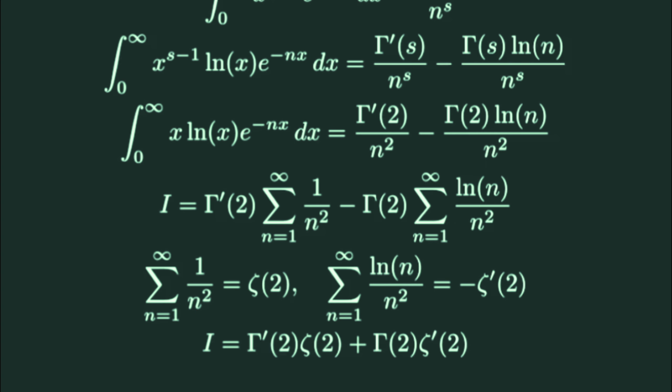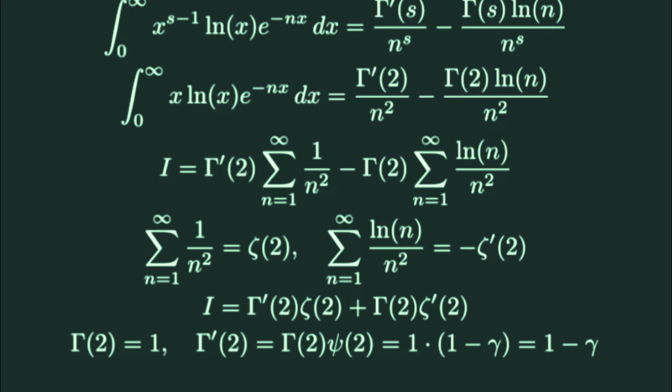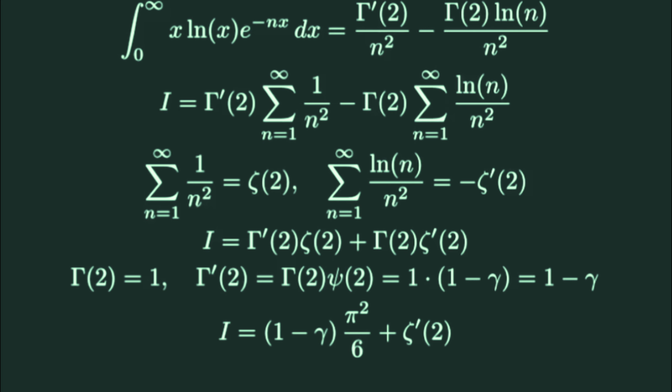Now, let's evaluate the gamma pieces. Gamma of 2 is 1 factorial, which equals 1. Gamma prime of 2 equals gamma of 2 times digamma of 2. Digamma of 2 equals 1 minus Euler's constant. We also know zeta of 2 equals pi squared over 6. So the exact result is, if we want a numeric value, zeta prime of 2 is approximately negative 0.937548. So the integral is approximately negative 0.243.